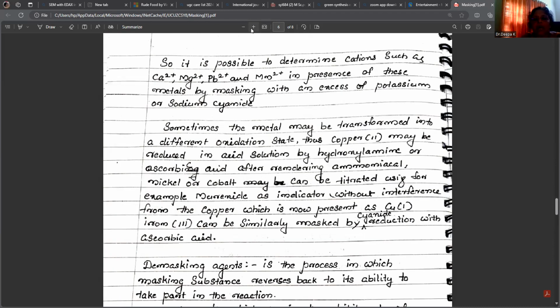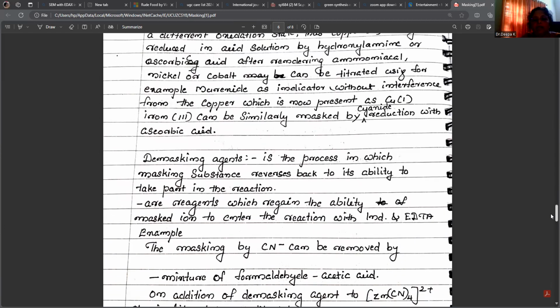Copper reduced in acid solution by hydroxylamine or ascorbic acid, after rendering ammoniacal, nickel or cobalt can be titrated using, for example, murexide as indicator, without interference from copper, which is now present as Cu1+. And then iron 3 can be similarly masked by cyanide reduction with ascorbic acid. A demasking agent is the process in which the masking substance reverses back to its ability to take part in the reaction.